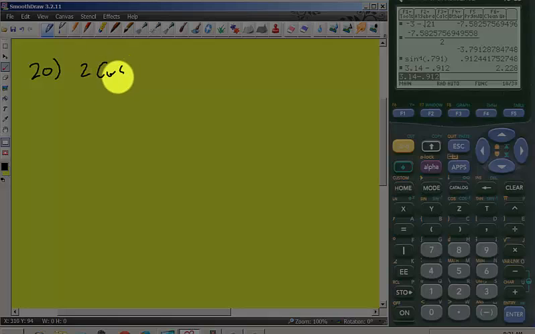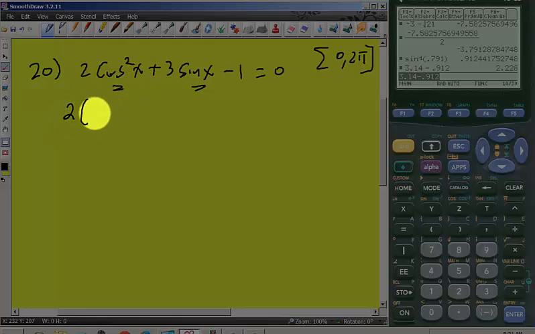2 cosine squared x plus 3 sine of x minus 1 is equal to 0. I'm going from 0 to 2 pi. Again, I have sine and cosine. Okay, I can't have that. I have to use a trig identity. So here it is, 1 minus sine squared x is my trig identity. Okay, so I can plug that in. I have 3 times sine of x minus 1 is equal to 0.